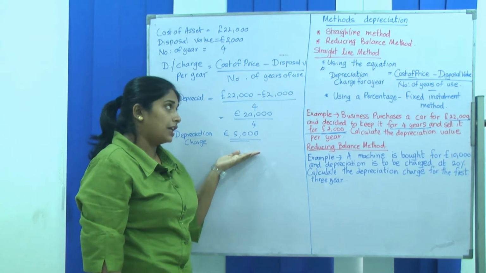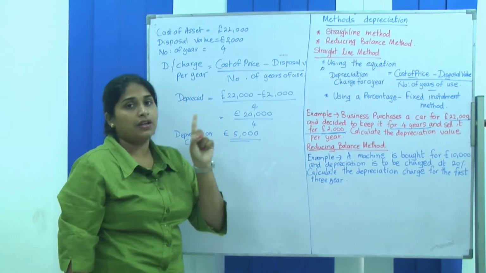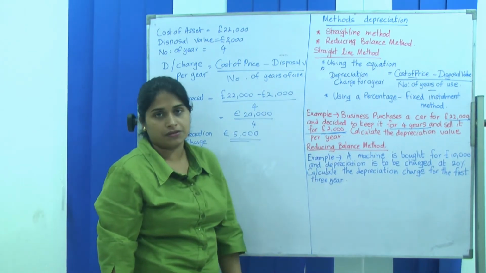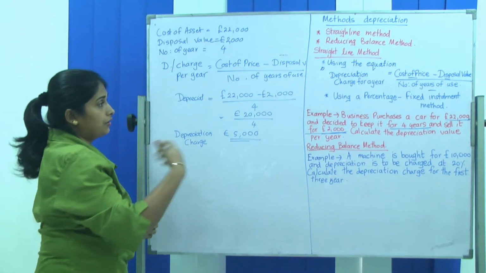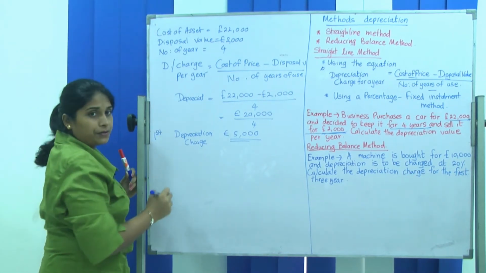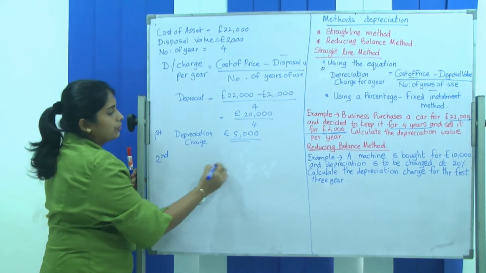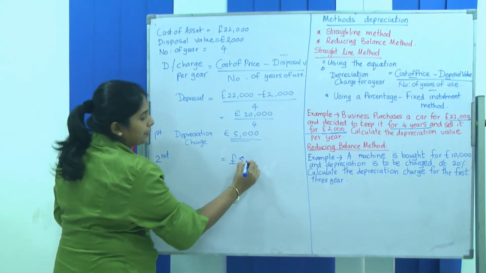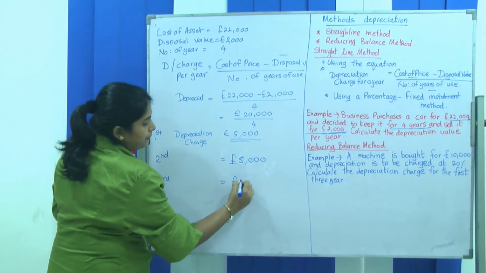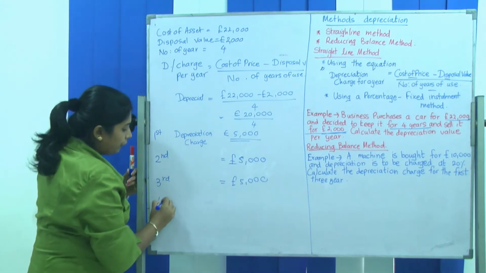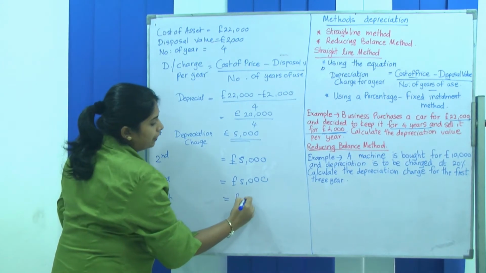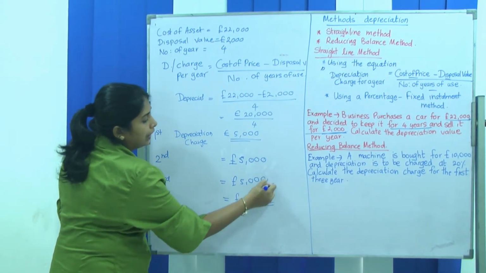When you use the straight line method, you have to calculate only the depreciation charge for one year, then it continues for the rest of the years that the business is going to use the asset. That means this will be the first year of the depreciation, then the second year also this 5,000 will be depreciated, and the third year also the same value will be depreciated, and the fourth year, as they are going to use it for 4 years, they are also going to depreciate 5,000.